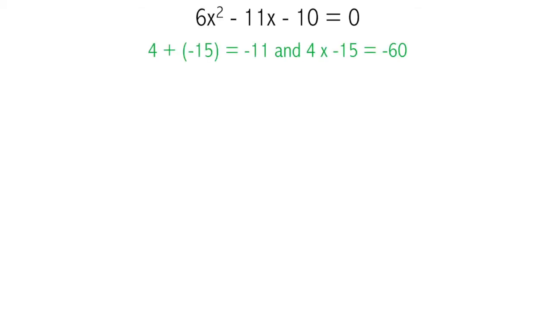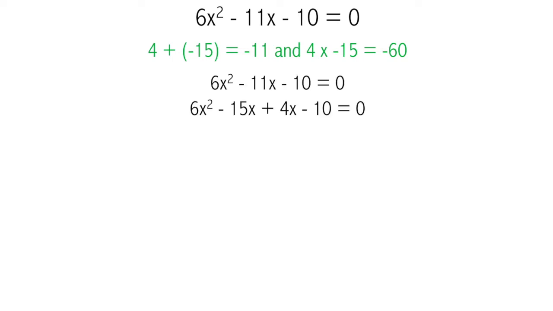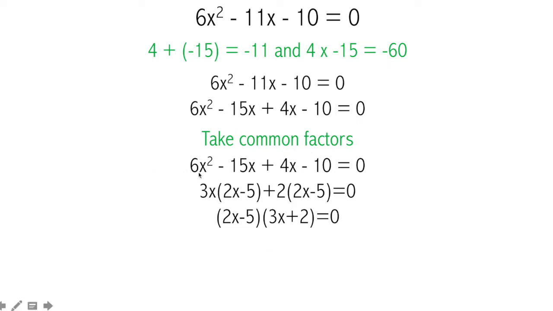Now, given that we have these two numbers, I can write minus 11 as minus 15 plus 4, and therefore I can write minus 11x as minus 15x plus 4x. So that's what we're going to do next. We rewrite minus 11x as minus 15x plus 4x. Then we take common factors of the first two terms. 3x is common, and we get 2x minus 5 in brackets because of simple division. Then we can take 2 out of the second pair of terms, which leaves us with 2x minus 5 in the same brackets.